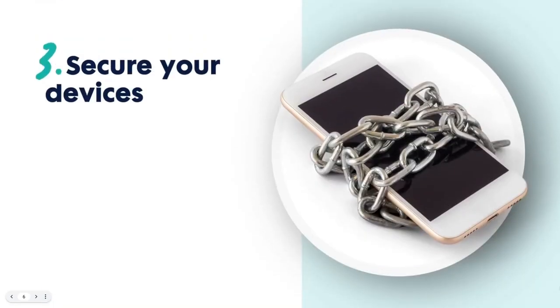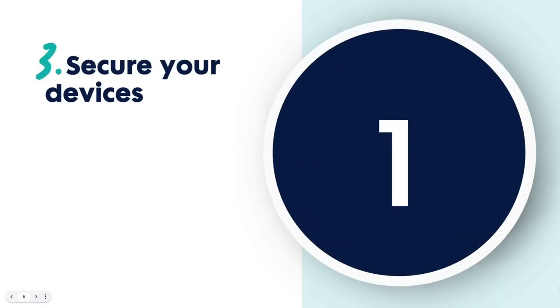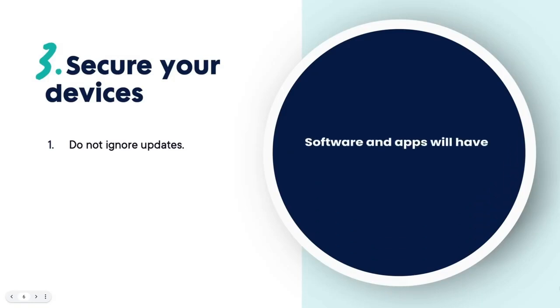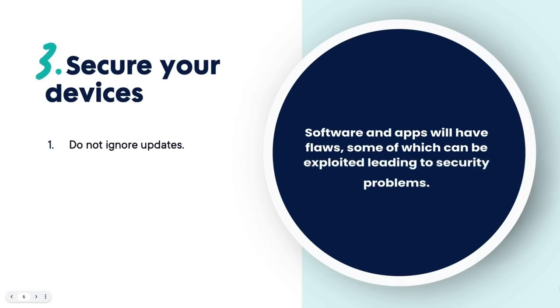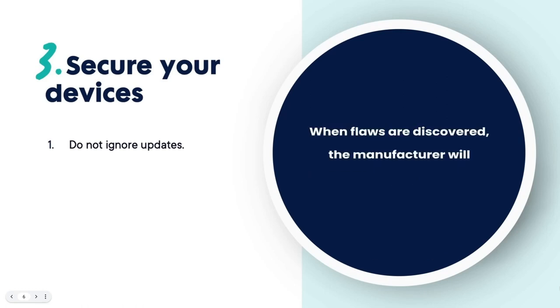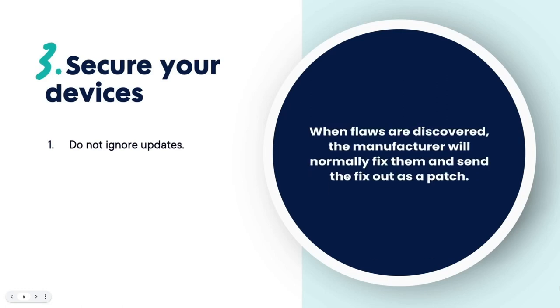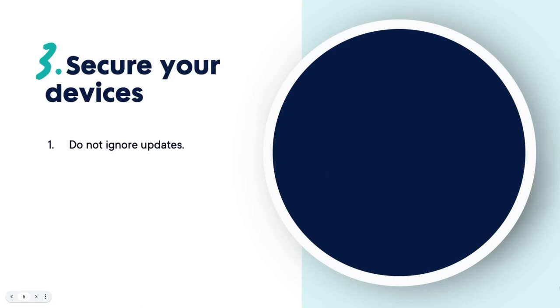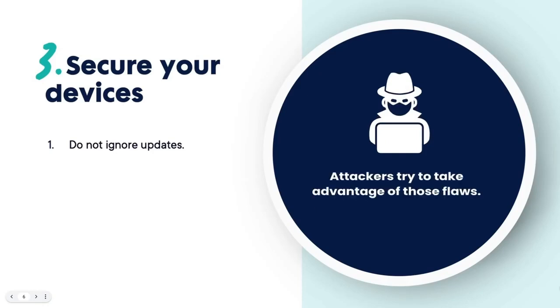Secure your devices. 1. Do not ignore updates. The IT devices you will use have software and apps. Software and apps will have flaws, some of which can be exploited, leading to security problems. When flaws are discovered, the manufacturer will normally fix them and send the fix out as a patch or part of an update. Attackers try to take advantage of those flaws when they find out about them before your school has had a chance to apply the fix.